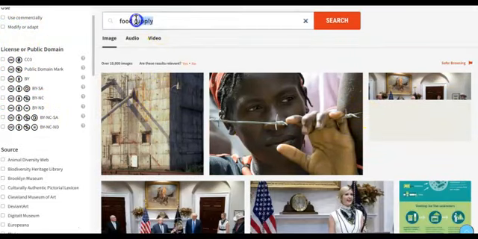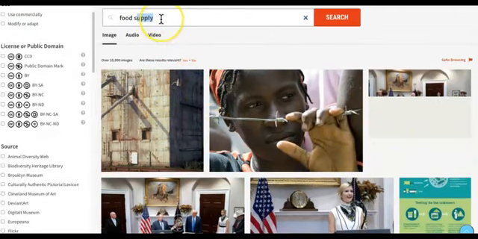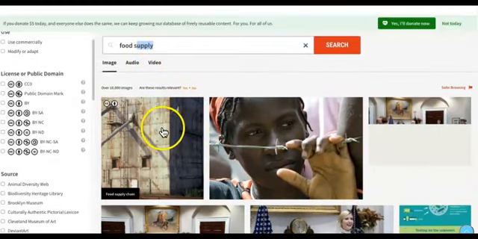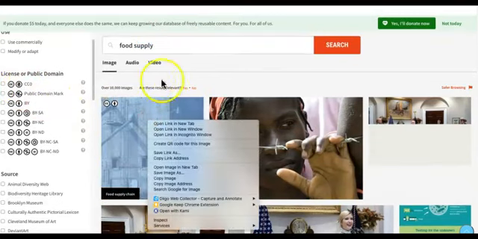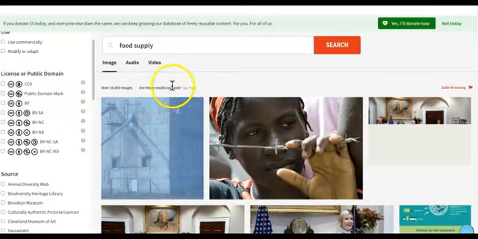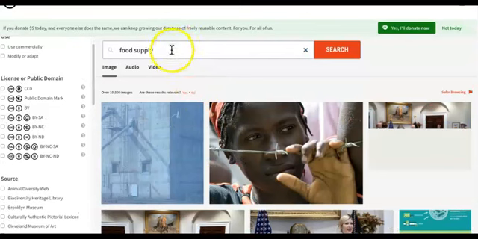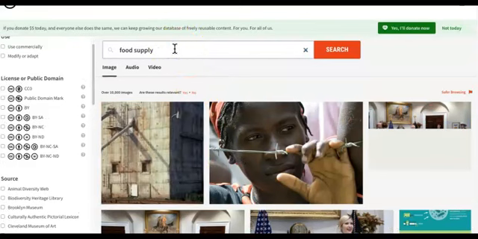So food supply, food, your hits are going to change depending on what keyword you use. But again, you can download these as long as it says that it's free to use, because we want to make sure that we're using images that are not just on Google, but they're also free to use by permission from the user themselves. We want to have a very ethical way that we get our information and artistic images.